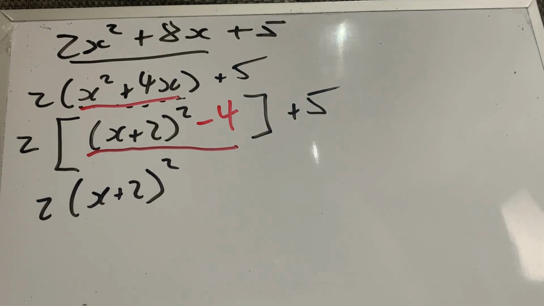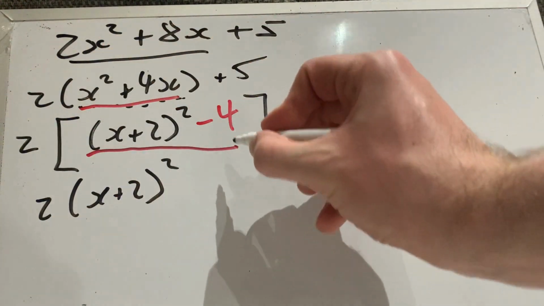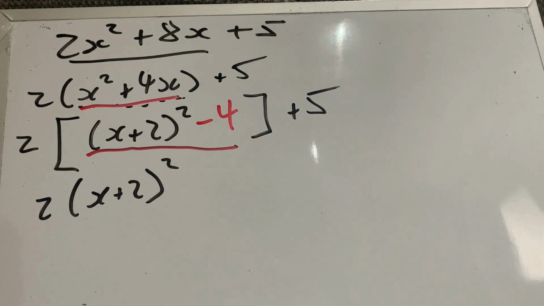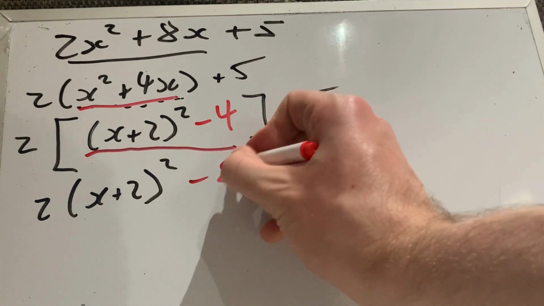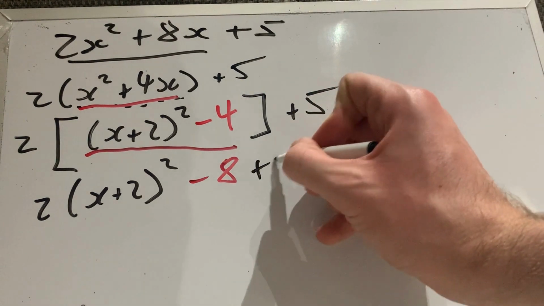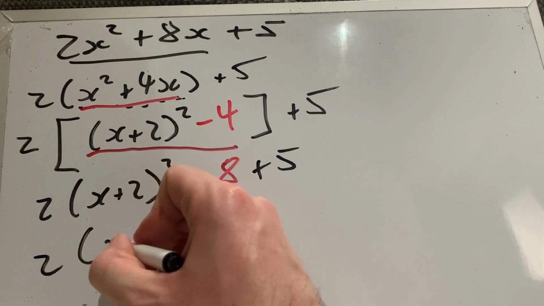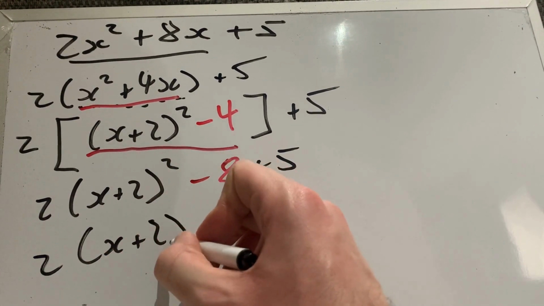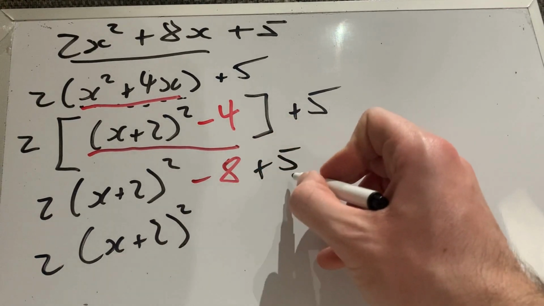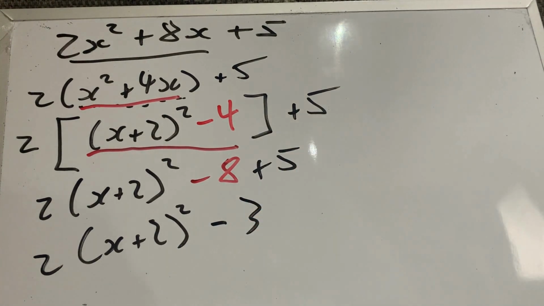But what we want to do is expand out the minus 4. So 2 times minus 4 gives us minus 8, and then we've got the plus 5 on the end. Then we simplify even more: 2 times x plus 2 squared, and combining these into 1, we get minus 3. That's as far as we need to go, because we weren't asked to solve anything, we were just asked to simplify it.